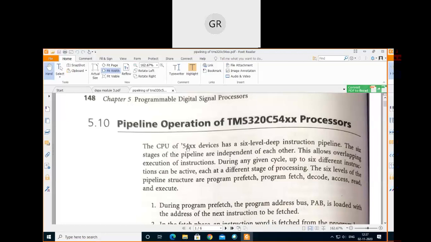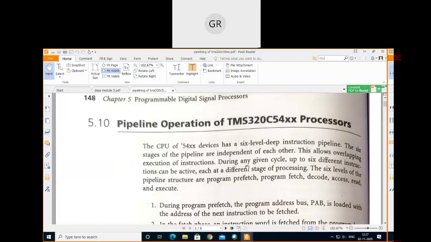The CPU of 54xx devices has a 6-level deep instruction pipeline. The 6 stages of the pipeline are independent of each other. This allows overlapping of execution of instructions. During any given cycle, up to 6 different instructions can be active, each at a different stage of processing.